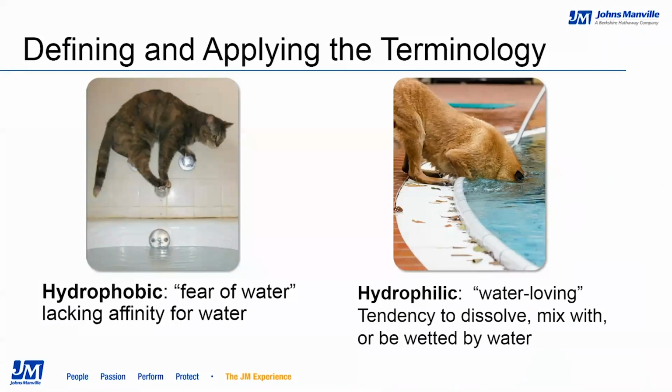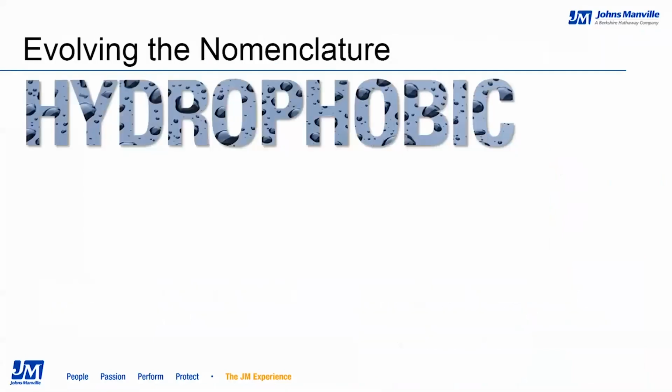Hydro comes from the Greek word for water, phobic, lacking affinity for, philic, having affinity for. These two terms are complete opposites and both extremes of the spectrum. So what are the terms that exist in the gray areas between?